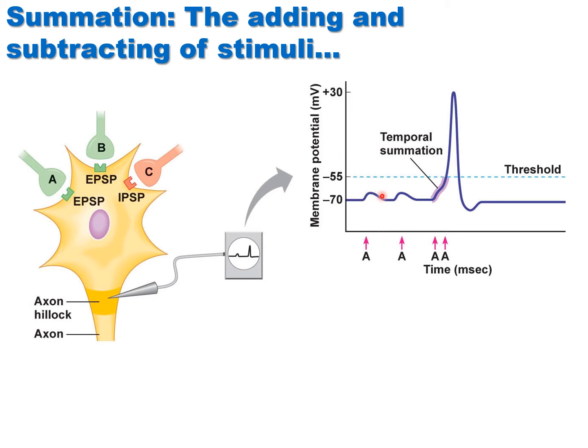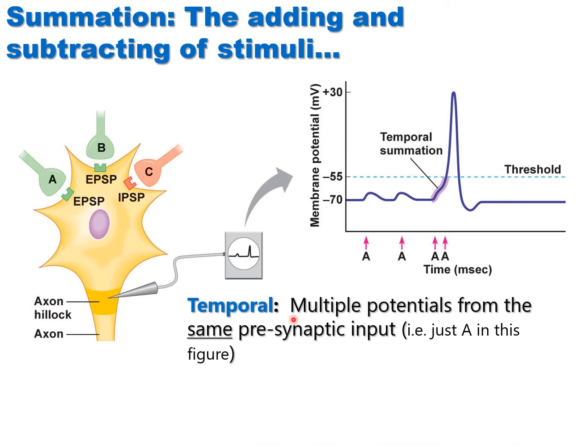We were sub-threshold before because these two different stimuli, both coming from A, were far enough apart temporally that the voltage recovered to resting before it went again. But this one, the second stimulus fired off before we could recover, and so we have that much more deflection. Now we've hit threshold, and that creates a new phenomenon called an action potential. But that's temporal summation. Multiple potentials from the same presynaptic input. It's just a matter of how often they fire off. Do you get summation or not?